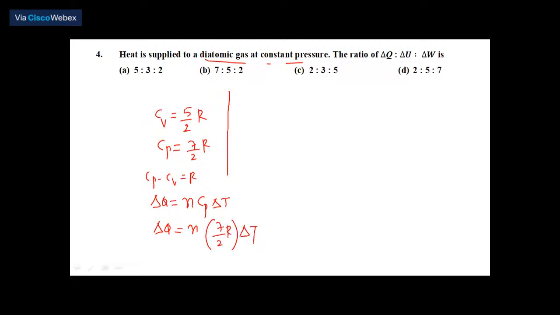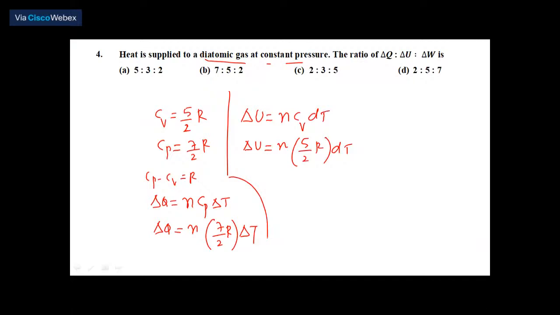Now we'll find out delta U, the change in internal energy, which occurs at constant volume. So the equation for it is N into Cv into dT, right? Now let us substitute for Cv here. Delta U is equal to N into Cv, which is how much? 5 by 2 into R into dT, right? So delta Q is known to you, delta U is known to you.